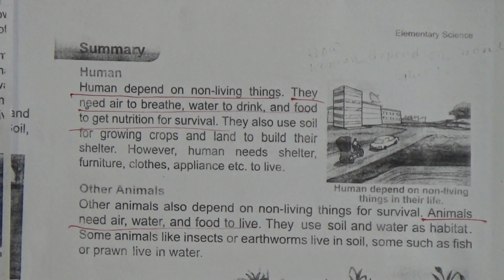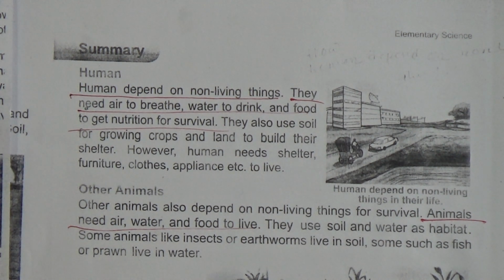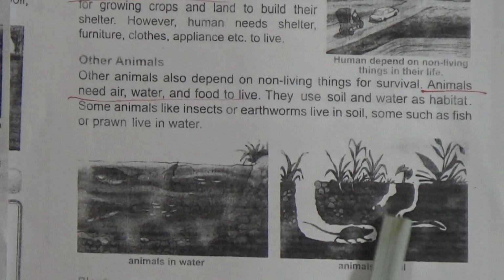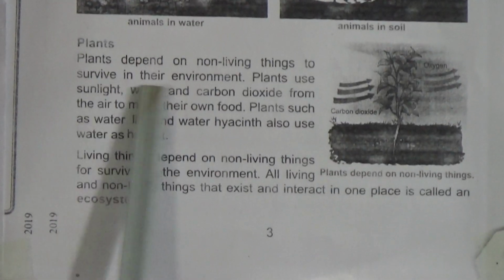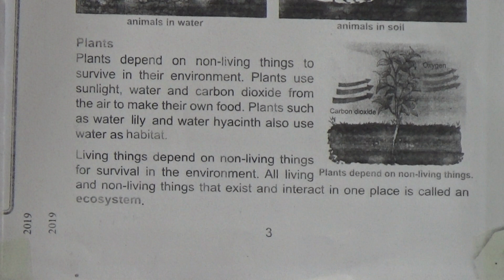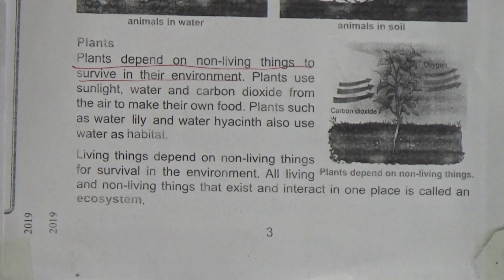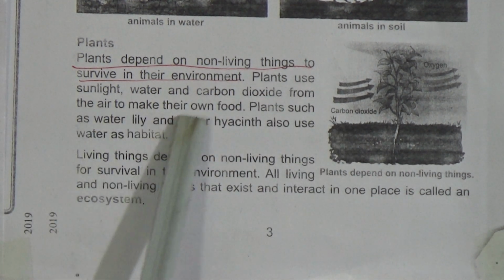My dear students, here also given the figure of animals. From this figure we can see that some animals live in water and some animals live in soil. Now plants depend on non-living things to survive in their environment. Plants use sunlight, water and carbon dioxide from the air to make their own food.